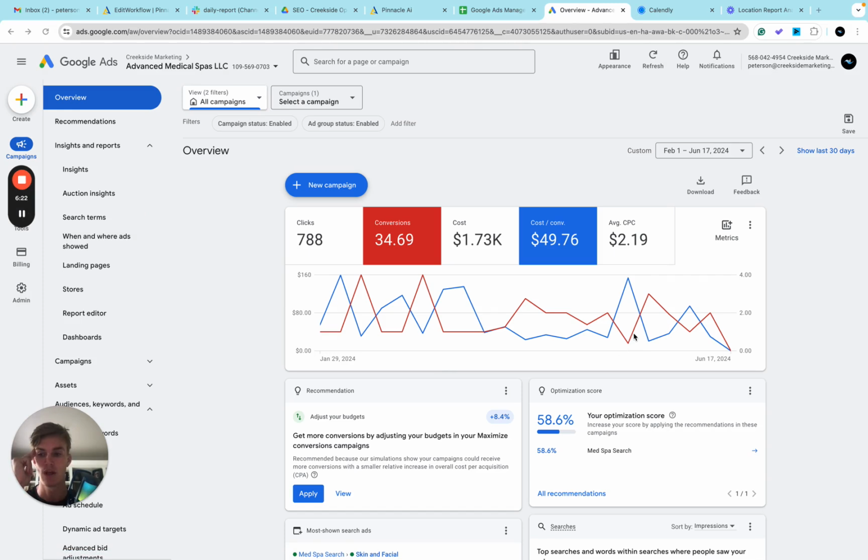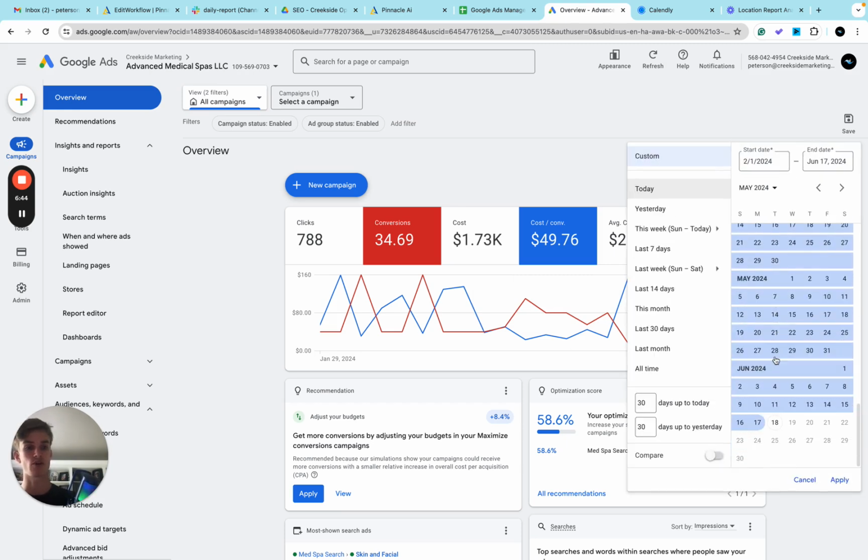For example, right here, do you see how it drops from 2 conversions to 0 conversions? Typically, yes, this would be an issue, but this is not a sustained decrease. Each one of these data points right here is representing a week. And as you can see right here, this is just June 17th. So if we go back and look at this calendar, it's just the data from June 17th. All these other data points are data points from an entire week.